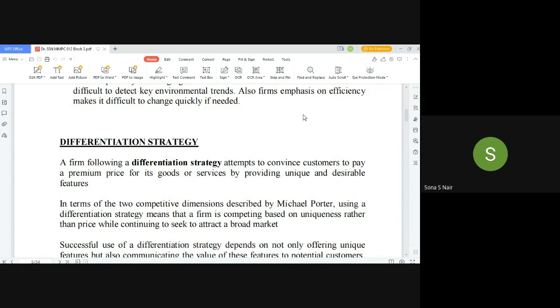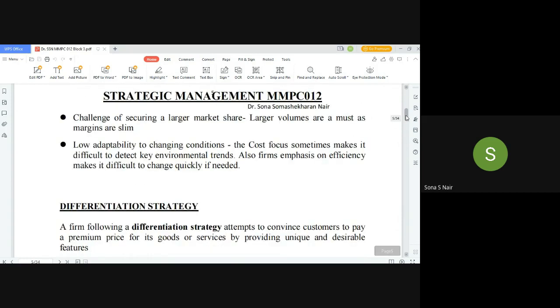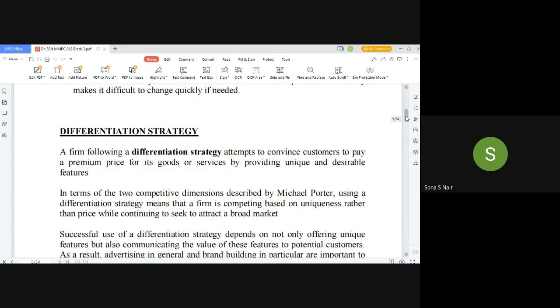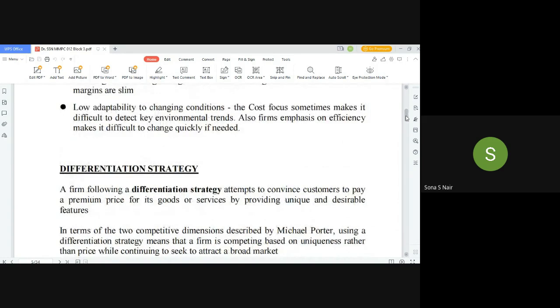Second is the differentiation strategy. We said that Porter's generic strategies were three. One was overall cost leadership, second was differentiation, third was focus. And focus can again be of two types.